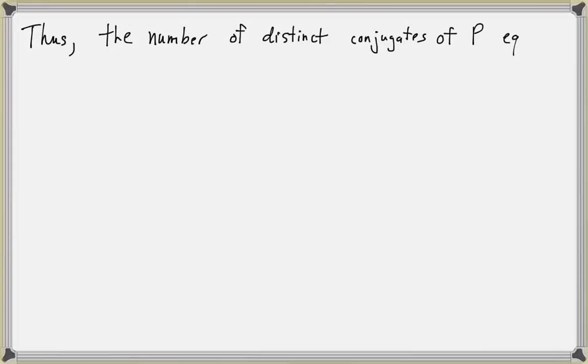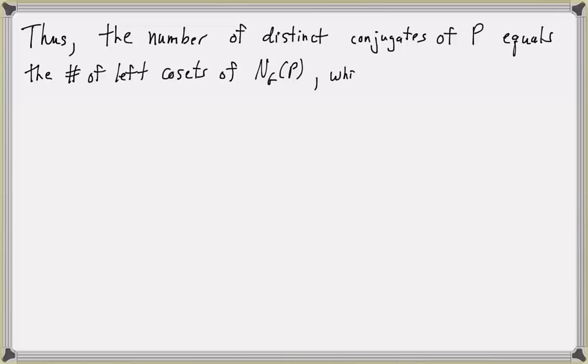So we see that the number of distinct conjugates of P equals the number of left cosets of the normalizer of P in G, which in turn is equal to the index of the normalizer of P in G.